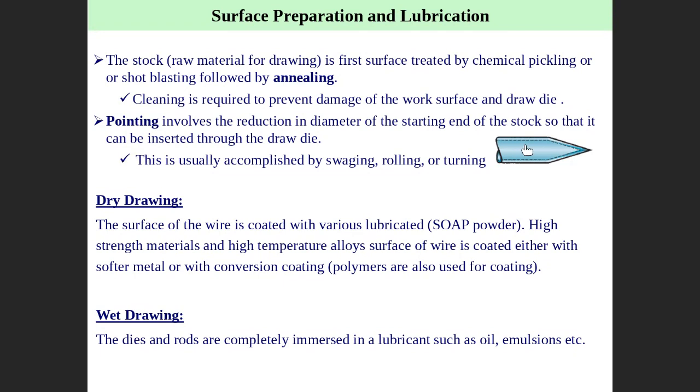Also in the preparation you need to do pointing. Pointing is to make a point here. This pointing is needed to be able to put the wire in a die. This is the preparation. And next we have either dry drawing or wet drawing.